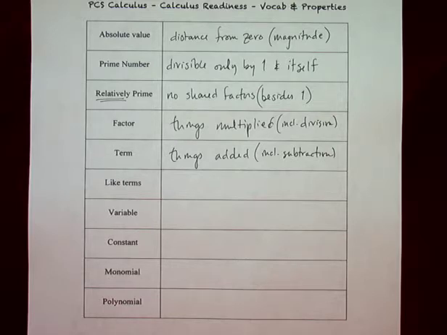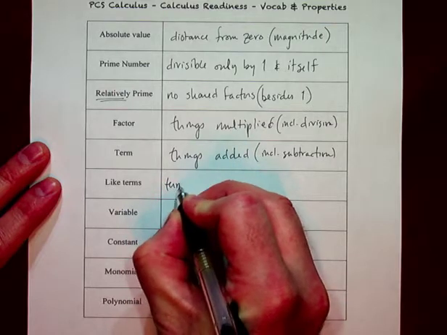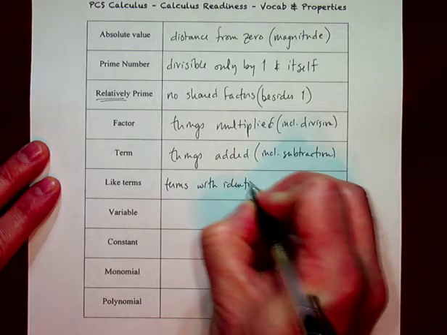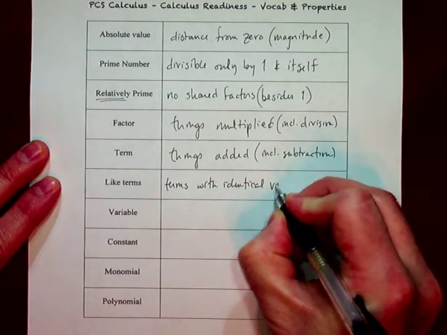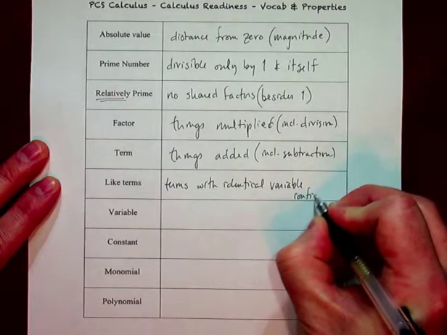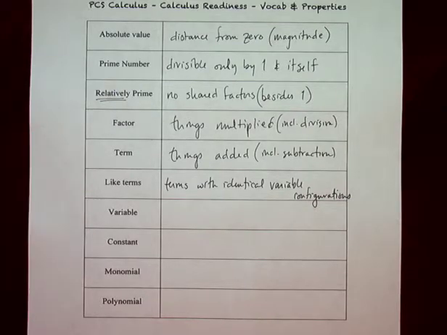Terms, things added. Now, like terms, you know what they mean, but the way that I usually like to describe it is terms with identical variable configurations. And I almost got that in the box. Terms with identical variable configurations. So here, let me get a piece of paper.